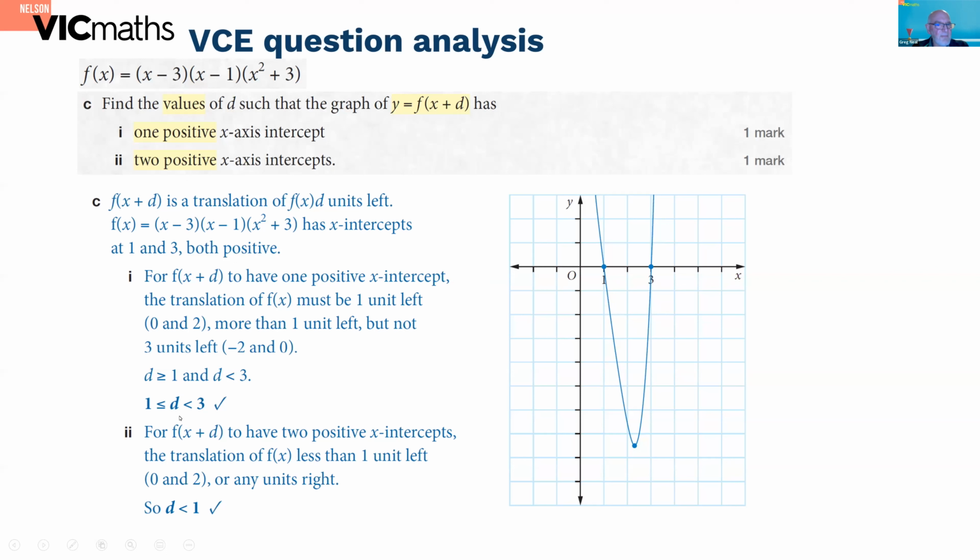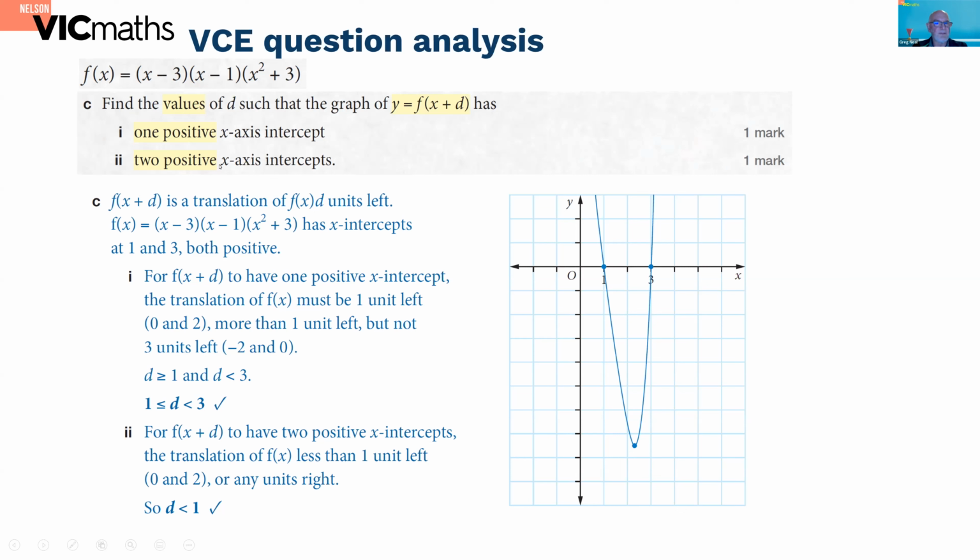Unfortunately, marking that, I remember, even though it was back in 2014, that a number of students didn't get the mark for that. They got the 1 and 3, but they didn't get the inclusive, exclusive terms right. So they actually needed square bracket for 1, comma, and then round bracket next to the 3.